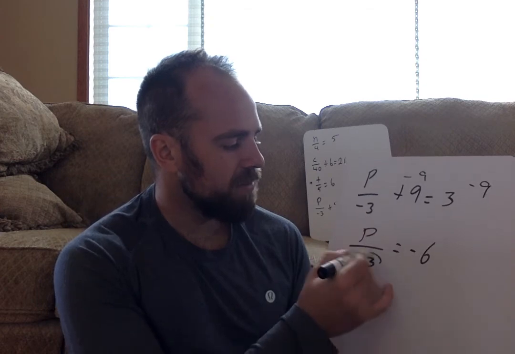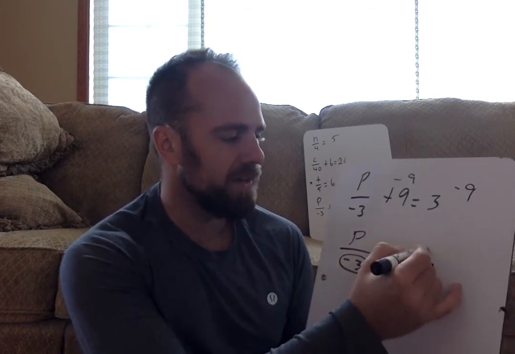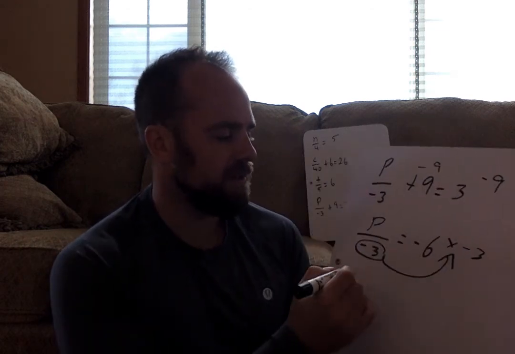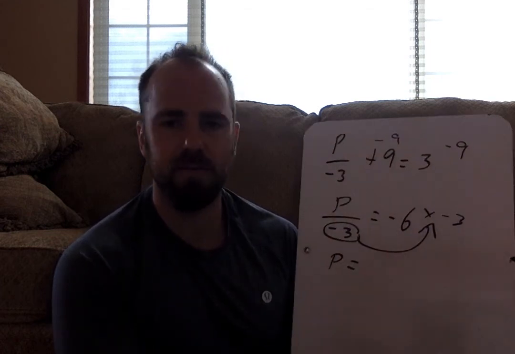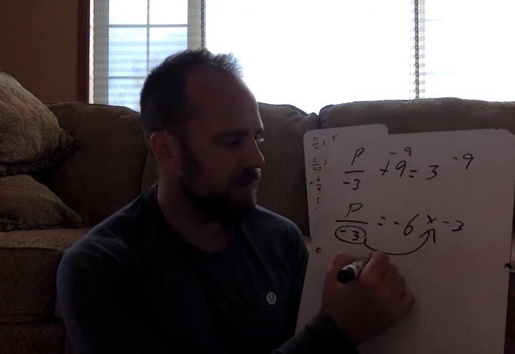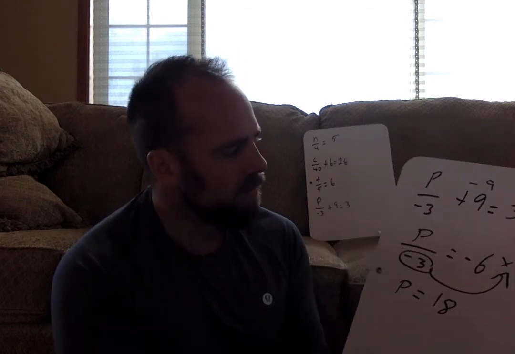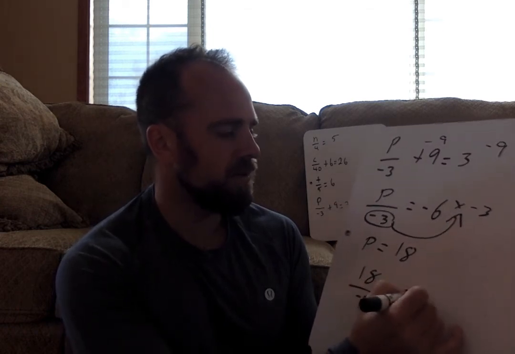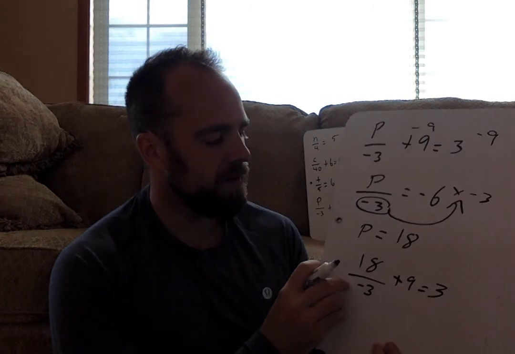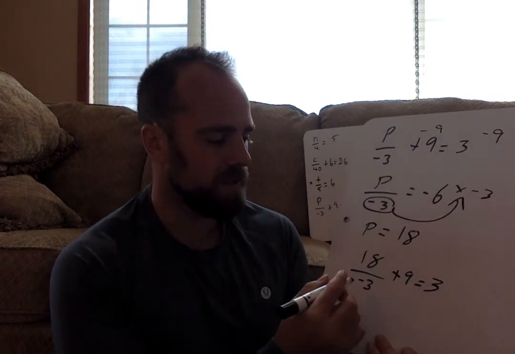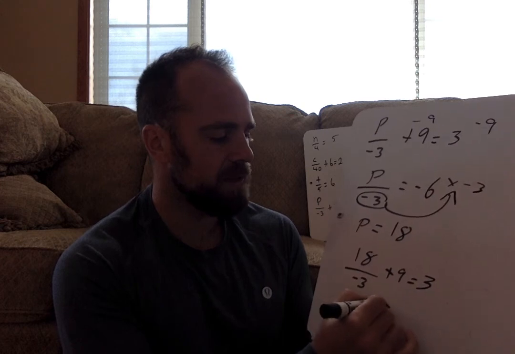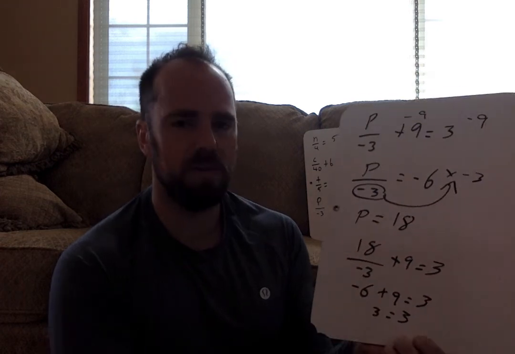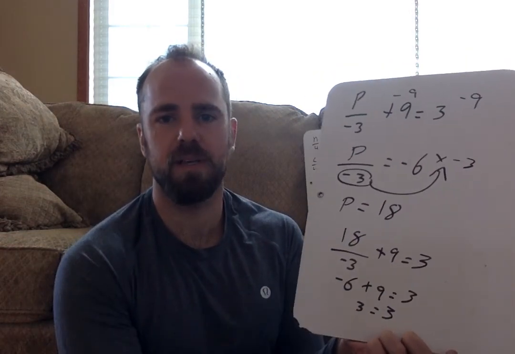So now I need to isolate my p. I'm going to take this to the other side. It stays negative, but instead of division, it becomes multiplication. So I have negative 6 times negative 3. So p equals, when I have two negatives multiplied together, I get a positive. So I get positive 18. Well, let's see if that works. 18 over negative 3 plus 9 equals 3. How many times can 3 go into 18? 6 times. So I have negative 6 plus 9 equals 3, which equals 3. So my left side and my right side are equal.